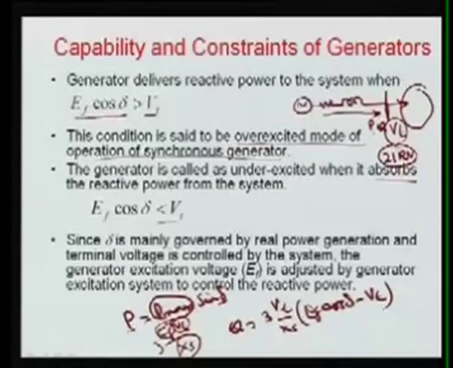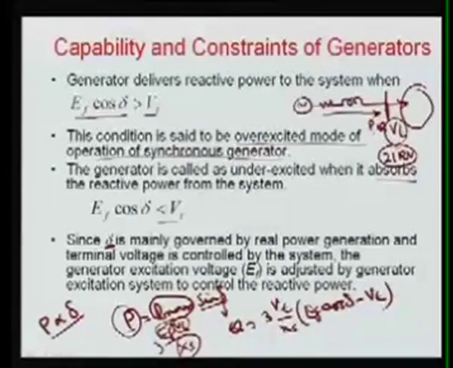So the only option, if you want to change P, is to go for a change in delta. So we can say P is directly proportional to delta, because sin delta is a small value, so we can write sin delta as delta. So the real power is mainly governed by your delta, or you can say delta is mainly governed by the real power generation, and the terminal voltage is controlled by the system. The generator excitation voltage EF is adjusted by the generator excitation system to control the reactive power. Means to generate or absorb reactive power, we can only change this EF, which is in your control.